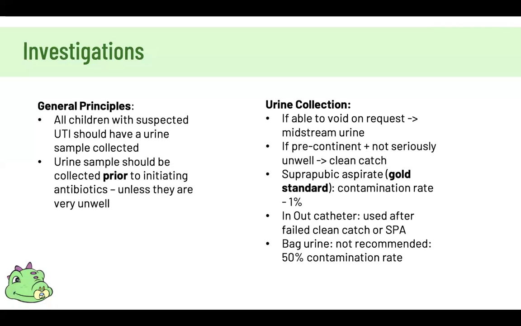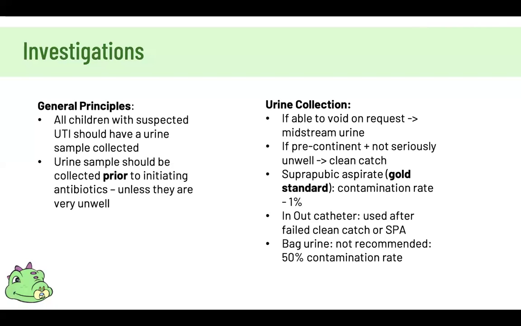So the different types of urine collection essentially depend on the age of the kid. If the child is able to void on request and able to follow commands, then you can do a midstream urine. Whereas if the kid is pre-continent and not seriously unwell, then you can go for a clean catch. These have relatively high contamination rates of around 10 to 15%.